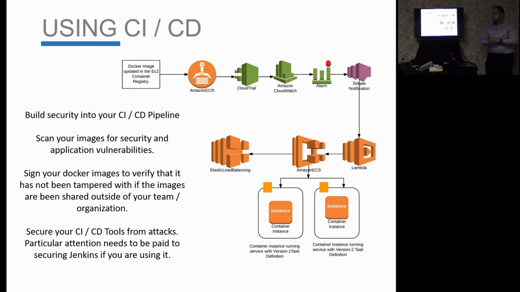Then as you build these things through some kind of CI/CD pipeline, one of the big things that you can do is scan your images for security and application vulnerabilities, and that's probably the number one thing that you can do to secure your Docker containers. And then to take things further, you can look at actually signing your Docker images, especially if you are sharing them out to various places, and then you can verify that what you're receiving is actually authentic.